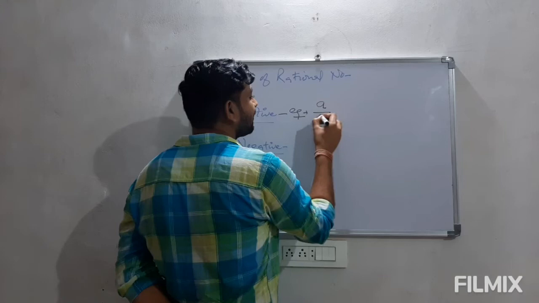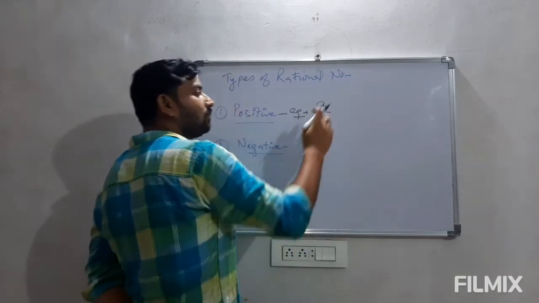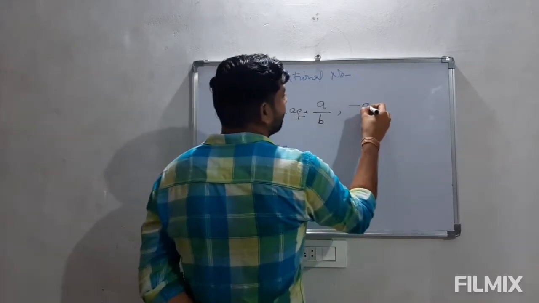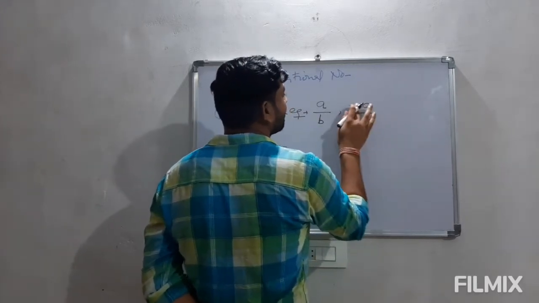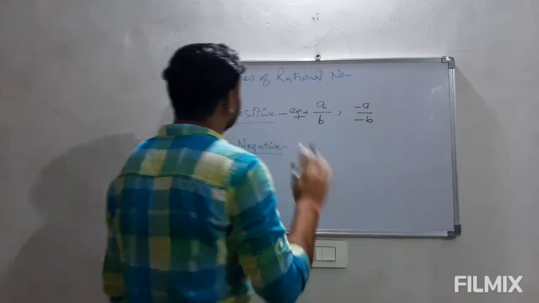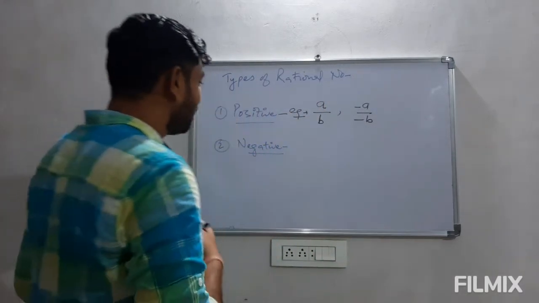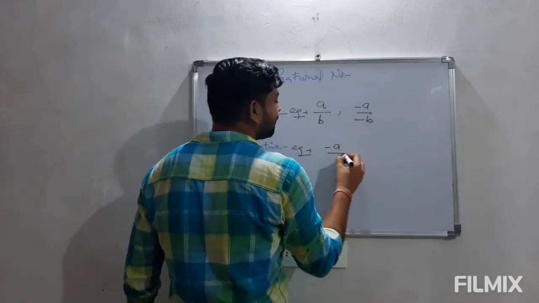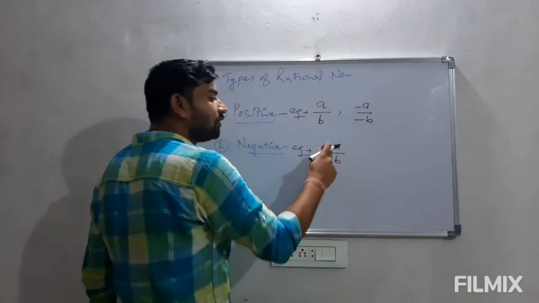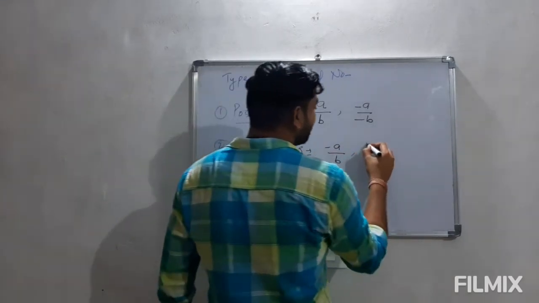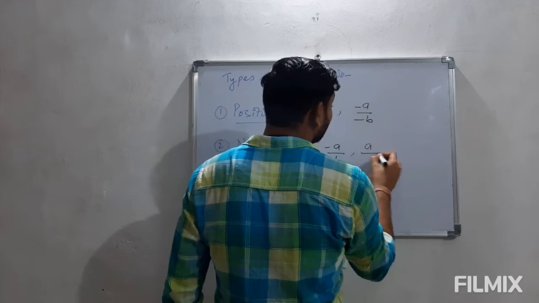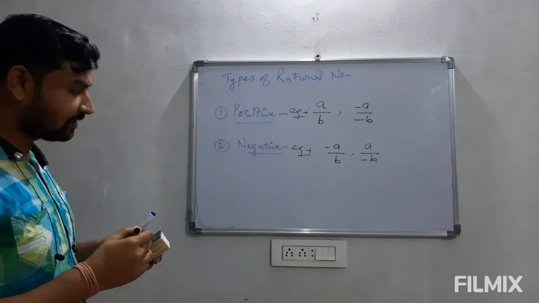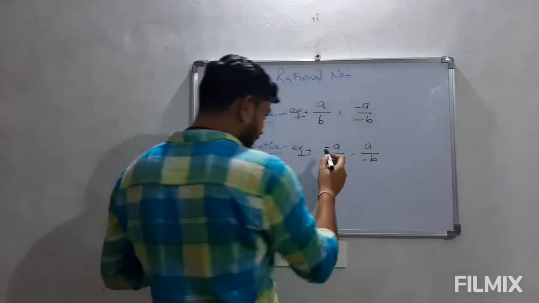Like if I say a upon b, when both the numerator and denominator are positive, or if I say both are negative, then such rational numbers are called positive rational numbers. And in the case of a negative rational number, if any one of them is negative, suppose in the first case the numerator is negative and the denominator is positive, and in the second case the numerator is positive and the denominator is negative, then such a rational number is called negative.